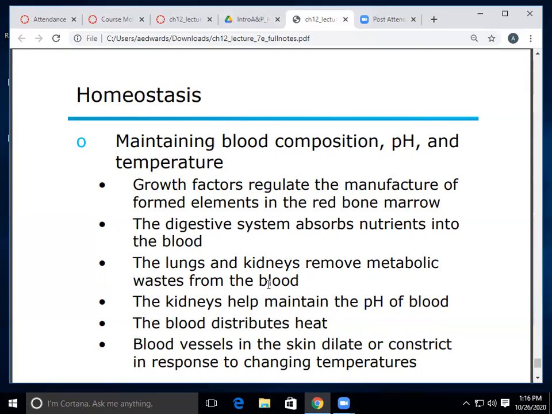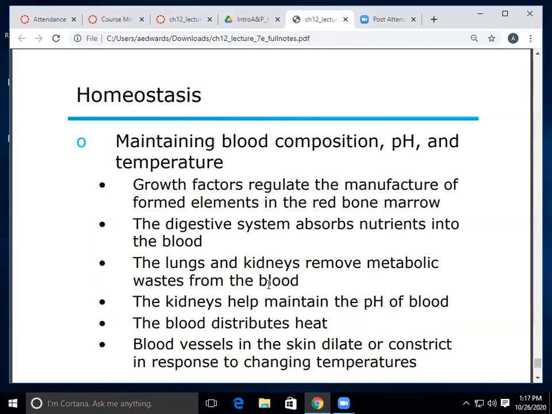All right, the digestive system is going to absorb nutrients in the blood. Your lungs, your kidneys get rid of metabolic waste, right? Kidneys get rid of sodium, urea. Your kidneys or lungs get rid of carbon dioxide. Kidneys help you with pH, okay? Help you maintain pH in your blood.